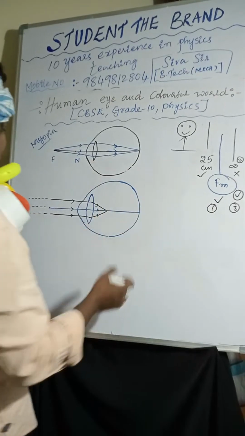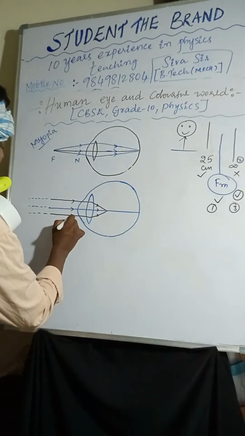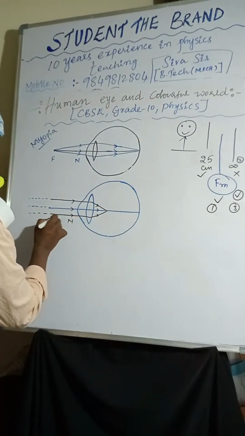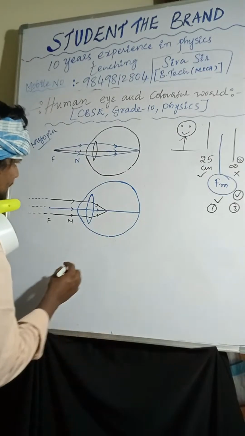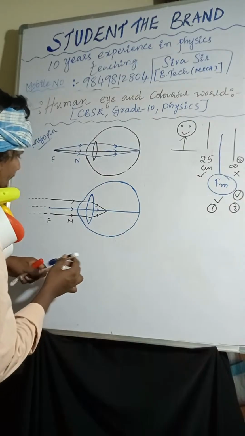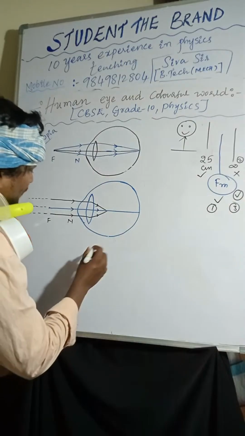I will explain the causes later. First focus on the diagram. So I am taking F. This is a far point. Dotted lines represent light rays are coming from infinity.